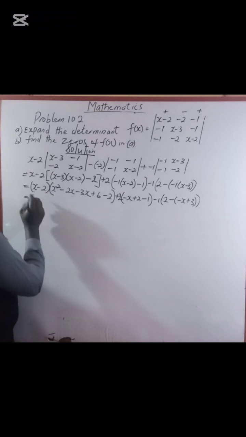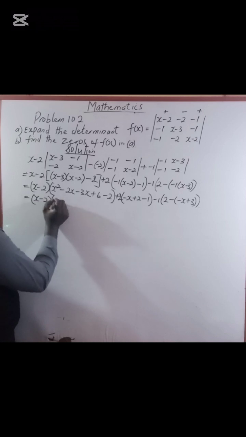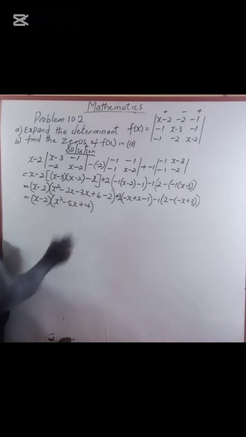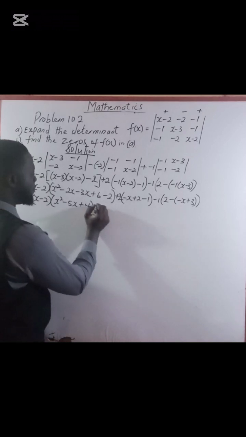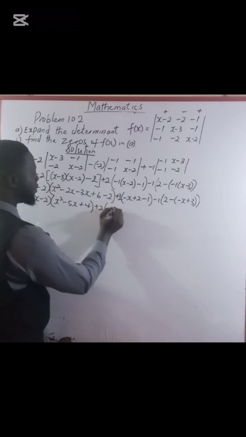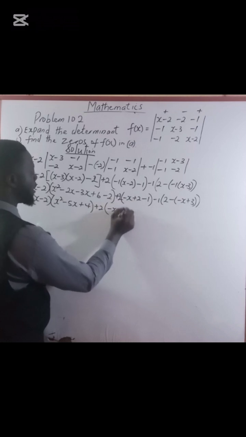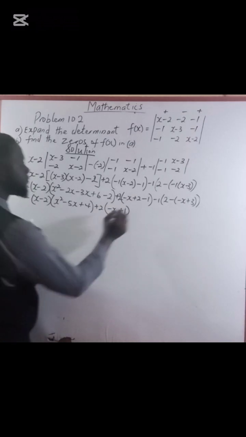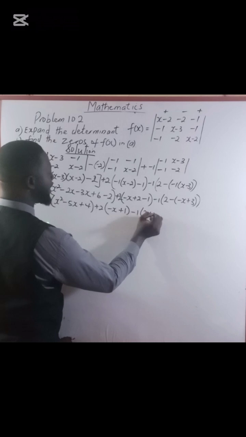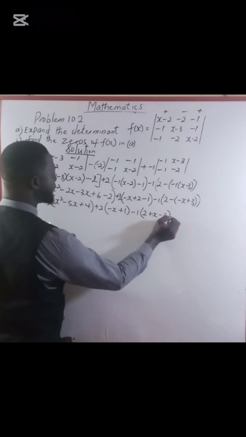So what we'll do is to simplify this. We'll have x minus 2, x squared minus 5x plus 4. 6 minus 2. Okay? So here we'll have plus 2 into minus x plus 1. 2 minus 1 is plus 1. Minus 1 into, open the inside first, 2, we'll have plus x minus 3.